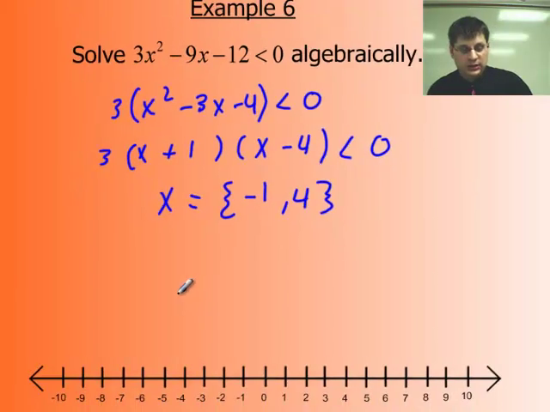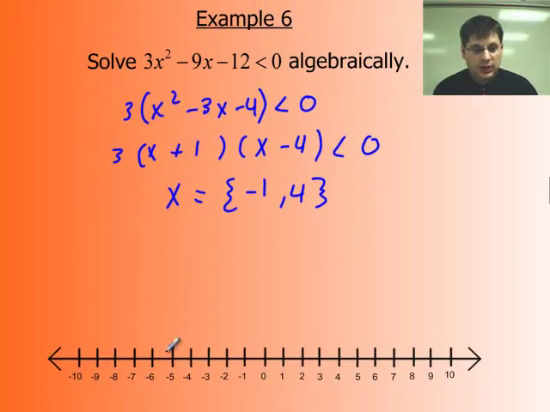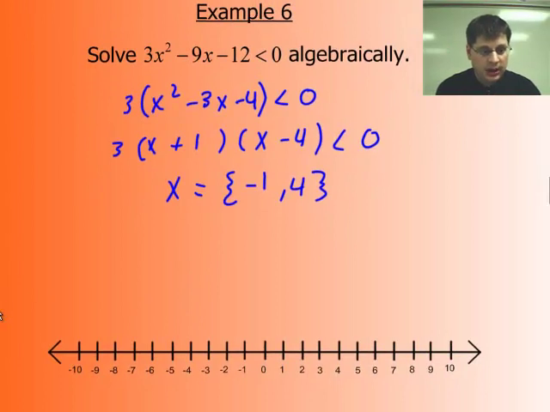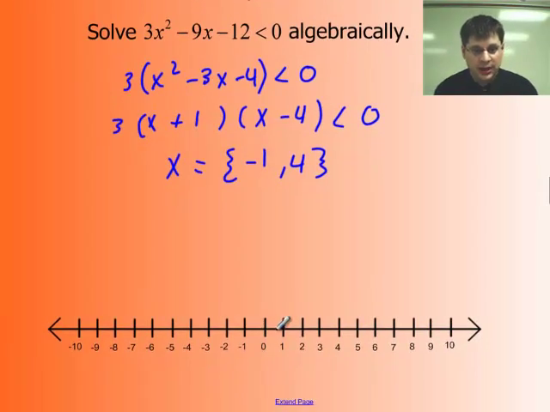Now, this is not inclusive. I've set up a little number line here, and I'm going to plot these on here. And I'm going to use open circles. So this represents the x-axis. I'll open circle here at negative 1, and an open circle here at 4. Now I need to determine where the solutions are, because negative 1 and 4 are not actually solutions.